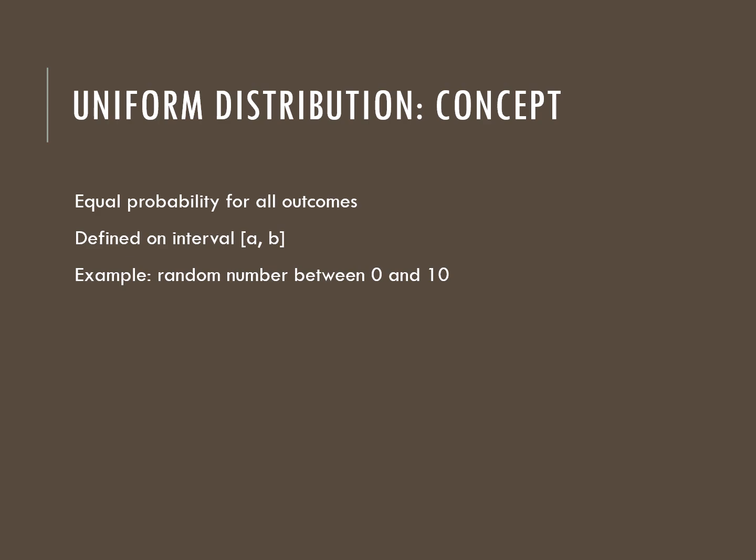In the uniform distribution, every value in the interval has the same probability. This means no value is more likely than another. The distribution is defined between a minimum value A and a maximum value B. Outside the interval, the probability is 0. For example, if we randomly choose a number between 0 and 10, every number has the same chance.